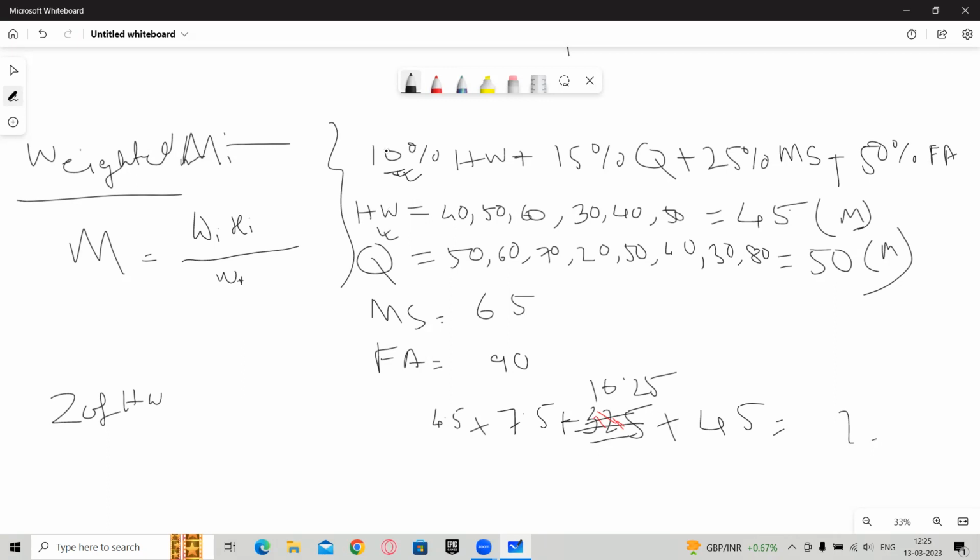Now suppose instead of percentage, it provides some weights. Say two for homework, three for quiz. It can give you a representation like that, and at that time just get the total value and divide it by the total weights. Maybe 1 into 45, plus 2 into 65, and 3 into 90, then divide the total by 7, and it will give you the mean. This is how we calculate it.